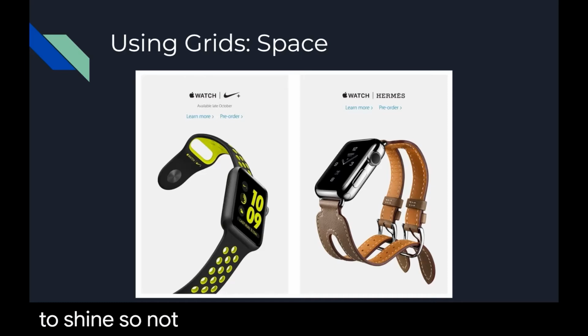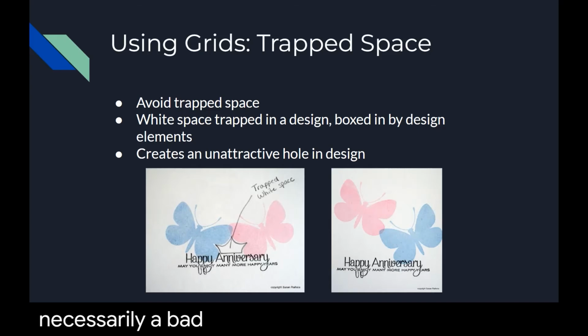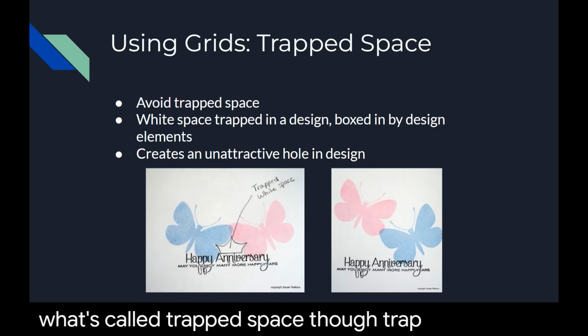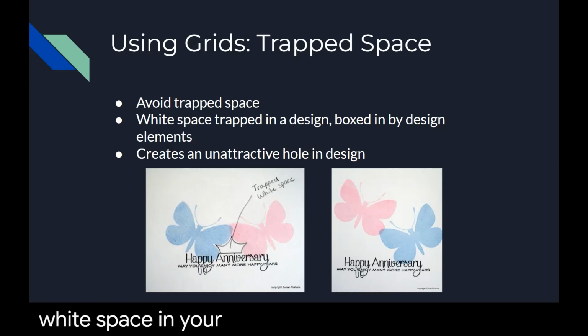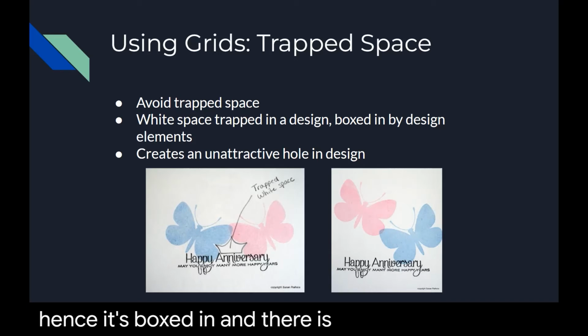So not having a lot of macro space is not necessarily a bad thing. We do want to watch out for what's called trapped space, though. Trapped space is any white space in your design that is trapped within elements. It's boxed in, and there is not a purpose to it being trapped.